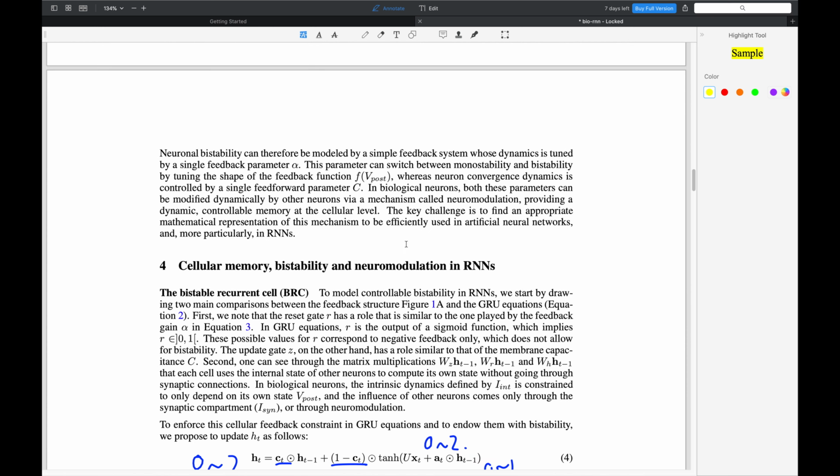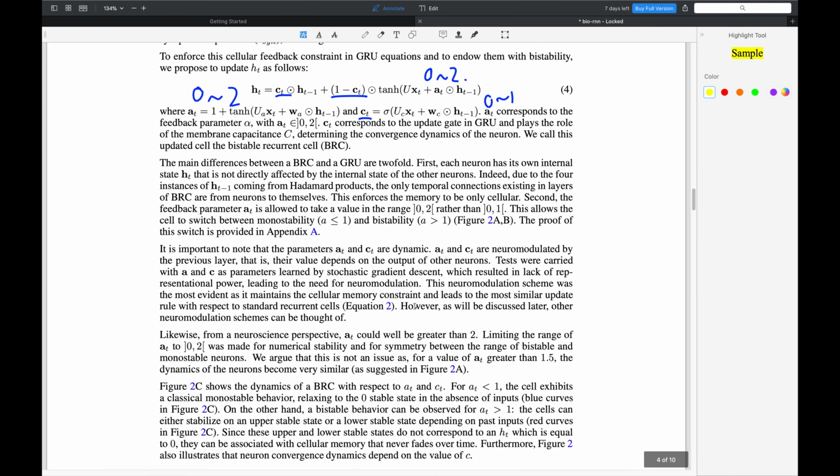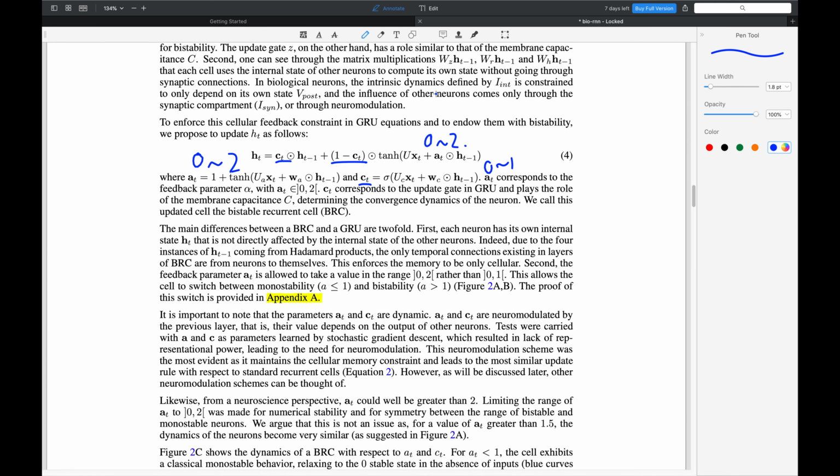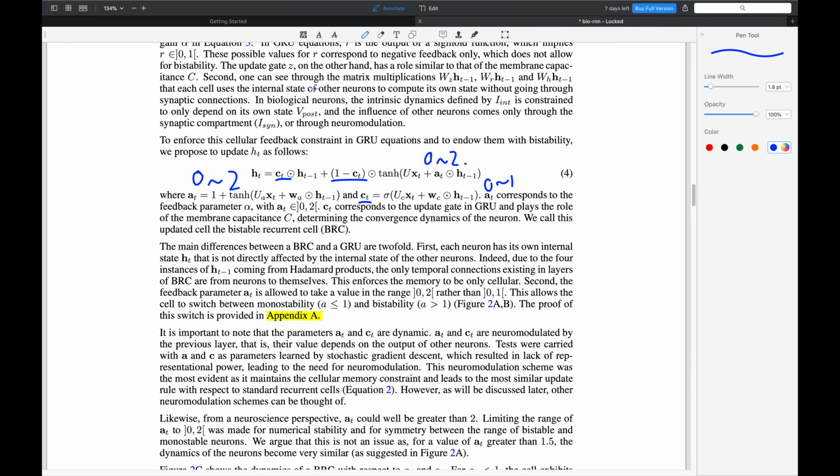And you might say, well, I don't see this function here in this equation. Well, they provide a proof for this in Appendix A, and I won't go into detail on the proof right now. Just know that by introducing this A parameter here, which is modulated based on x and h, it can dynamically choose between monostability and bistability. So this was the BRC, and now I'll explain why they used the Hadamard product instead of the dot product in h, and only in updating h here.